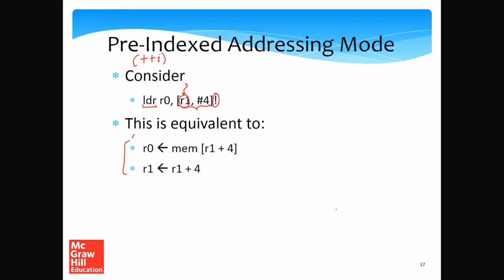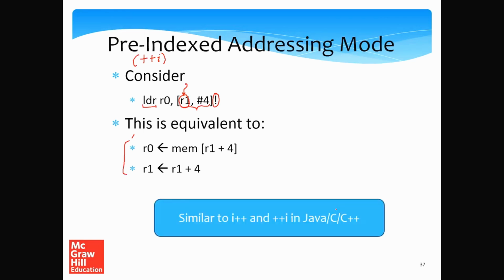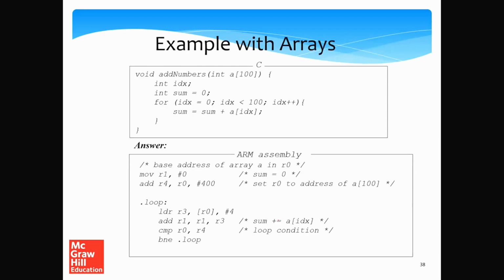Alright, so now let's take a look at the same example with slightly reduced code. Before looking at the example, I just want to stress once again that i++ is the post-index mode, similar to what is there in Java, C, and C++, and ++i is the pre-indexed mode, where we first increment the variable and then use it. So let's take a look at an example with arrays: the same example, adding the first 100 elements of an array.